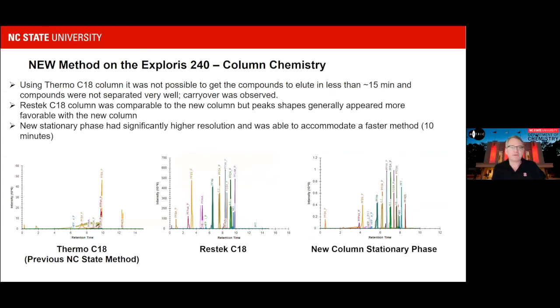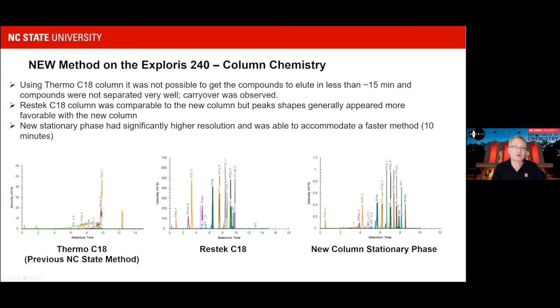We have a new method on the Exploris 240. We also looked at column chromatography. The left-hand side was a method that was running at NC State and also at the EPA. You can see the chromatography here is really not chromatography. It's very retentive, and it's hard to get the PFAS molecules, the longer chain ones, to come off the column at all. We also looked at the ResTech column. It actually looked pretty good.